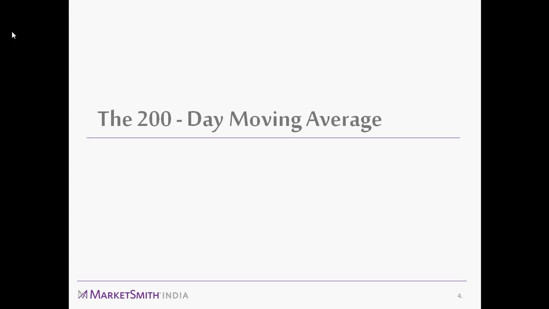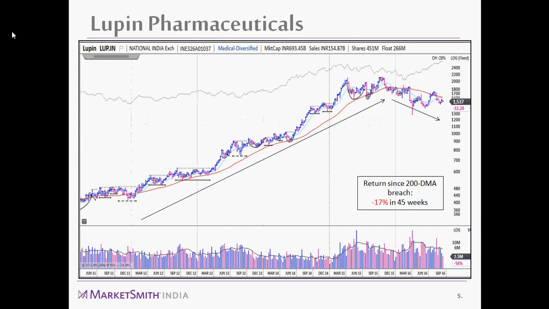Let's begin by looking at the 200 day moving average. The 200 day moving average, as the name implies, is the average of the last 200 days' price of the stock. So that means the 200 day moving average is going to tell you about the long term trend of the stock.